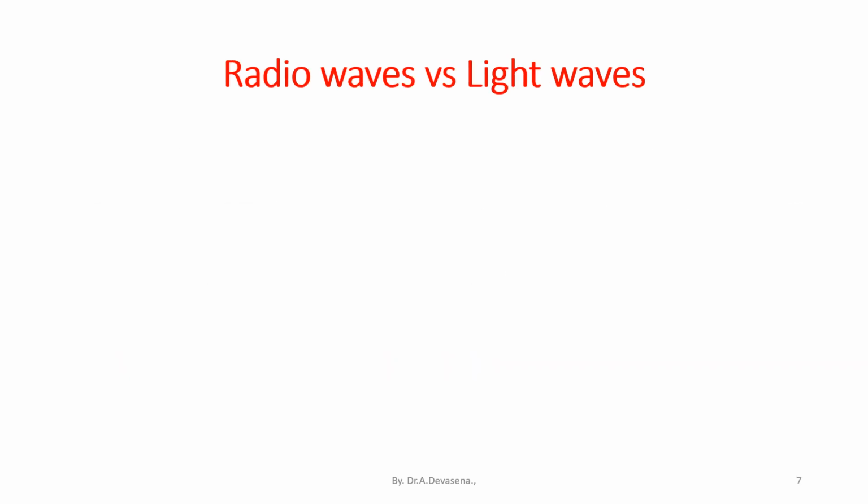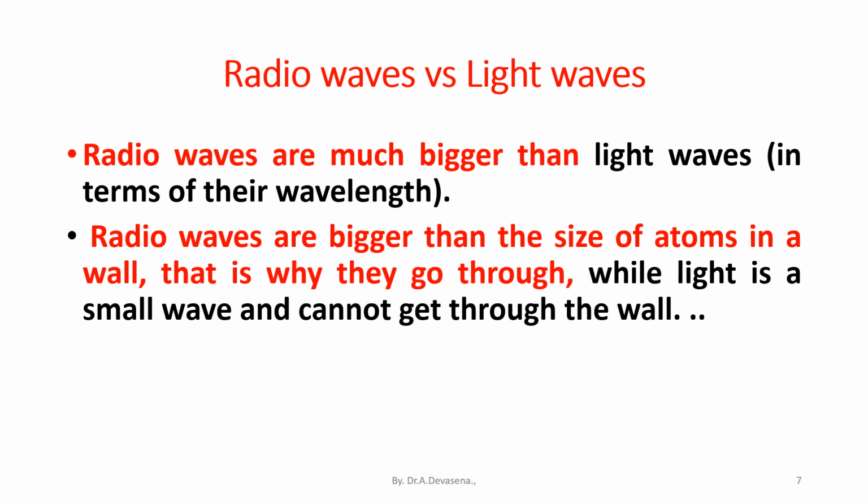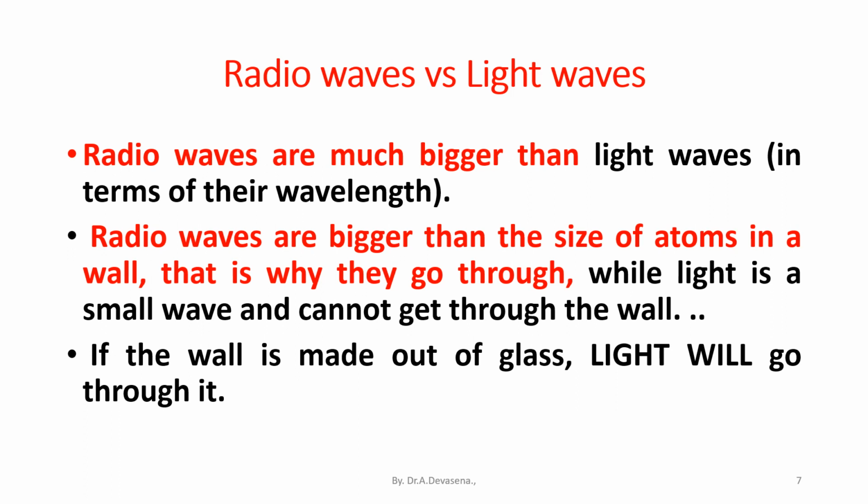See radio waves versus light waves. Radio waves are much bigger than light waves in terms of their wavelength. Radio waves are bigger than the size of atoms in a wall. That is why they go through, while light is a small wave and cannot get through the wall. If the wall is made out of glass, light will go through it.